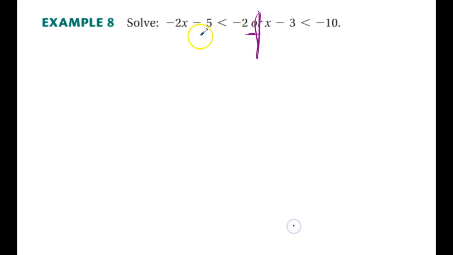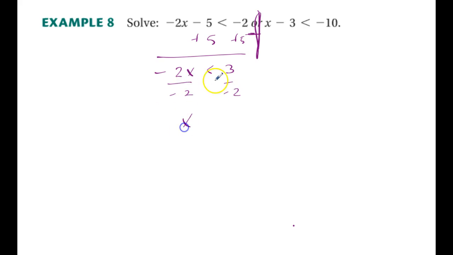So solving this, I'll add 5 to both sides. I'll divide through by negative 2. And when you divide by a negative, the inequality sign, less than, flips to greater than. Don't leave the negative in the denominator. Let's either put it out front or up top. Over here, I'll add 3 to both sides, giving me x is less than. I do not change the inequality sign for less thans.